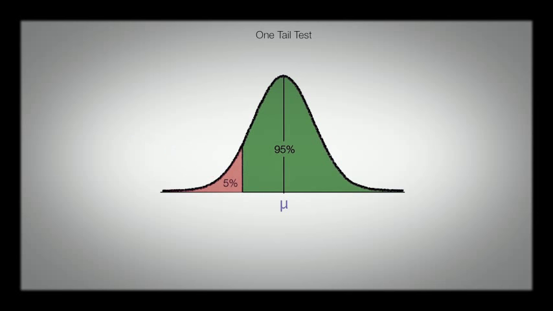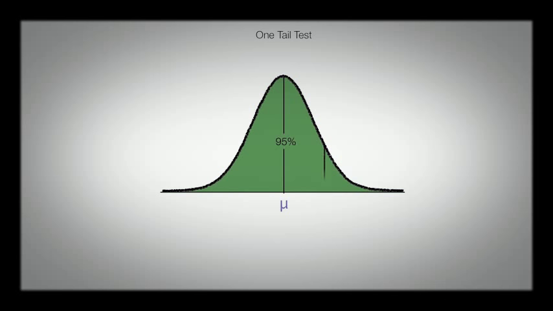The sample mean has to show up in the red area or in the green area because these two add up to 100%. In this example, I'm using a 95% confidence, and you could actually use any level you wanted to.